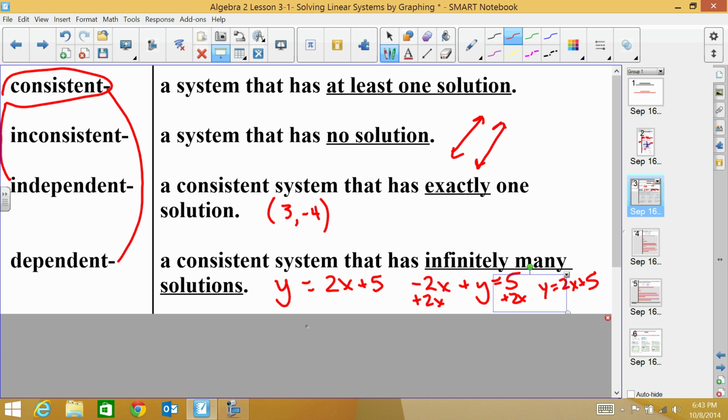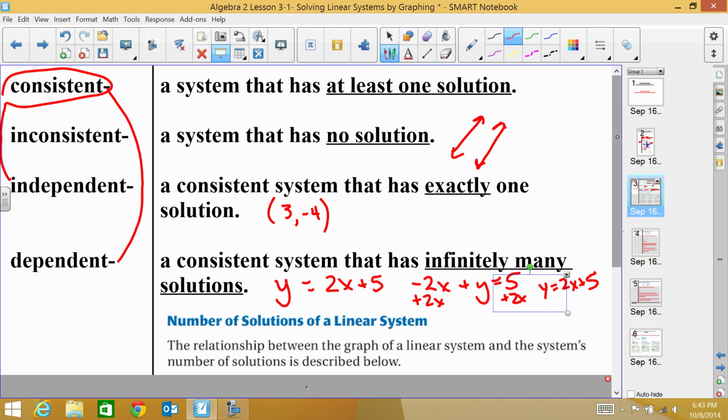So this is how I remember the difference between the two. Independent is like by yourself, right? So if it has exactly one solution, it is independent. And if it has multiple solutions, then it would be dependent.